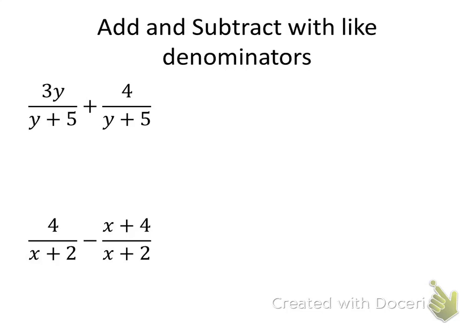In example 1, they want us to add or subtract. Look what they have given us already: common denominators. So I don't really even have to do any work to get a common denominator. They've given it to me. Anytime we have a common denominator, remember, it stays exactly what it is. I'm never going to say that's going to be 2y plus 10.